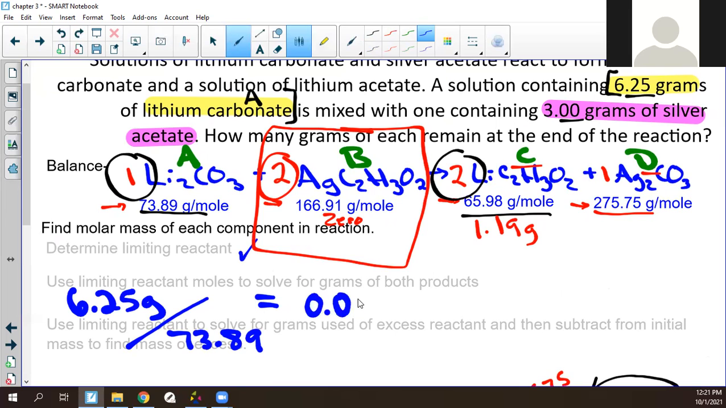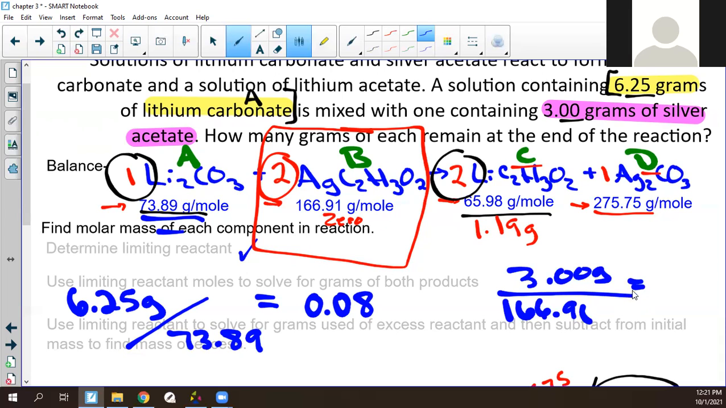Okay, that's for this one. The other problem, I was given 3.00 grams, and I divide it by 166.91, and I get something else. What's that? Okay.